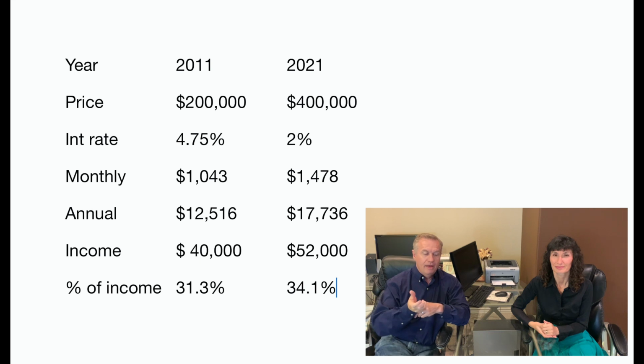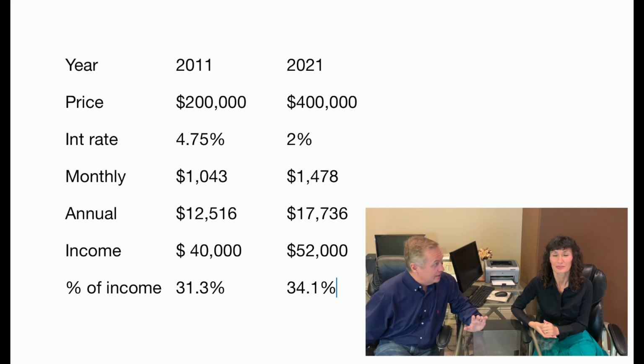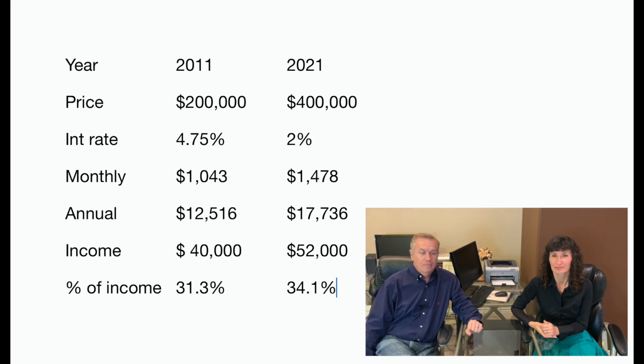The annual amount of that payment is $17,736, but incomes have risen. Right. So the average person that was making $40,000 now is making $52,000. So they're making $12,000 more. And when you take the percent of income, it's 34%. So it's higher, but it's not ridiculously higher. And so what do you think about that?